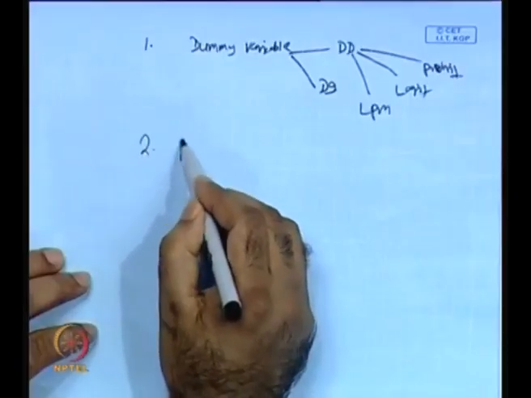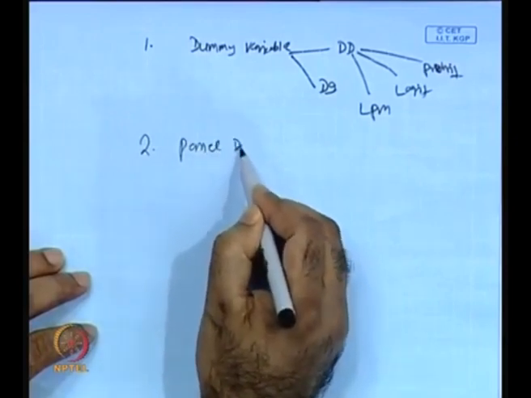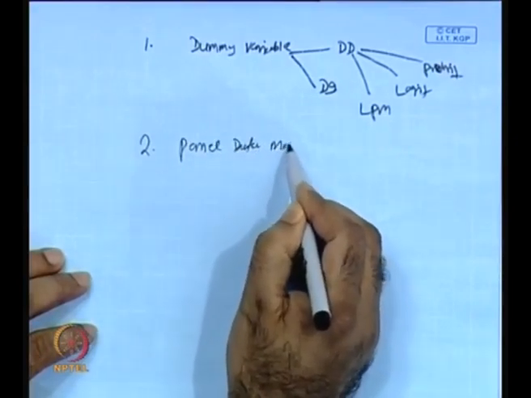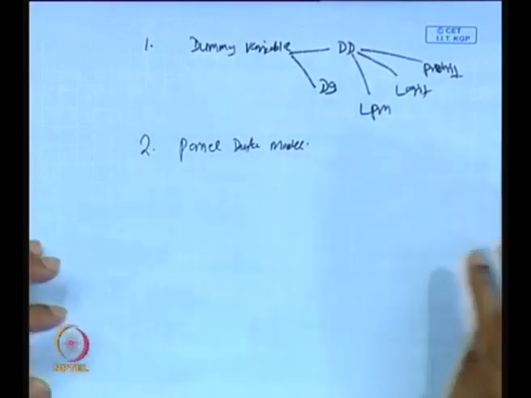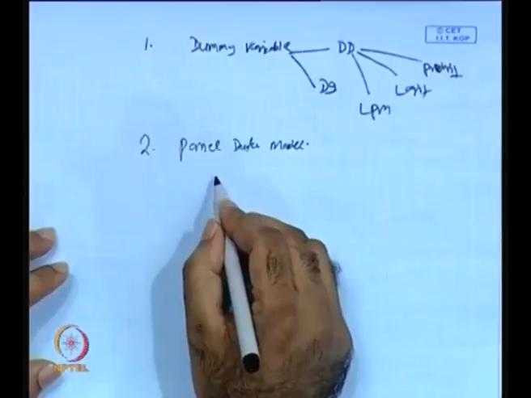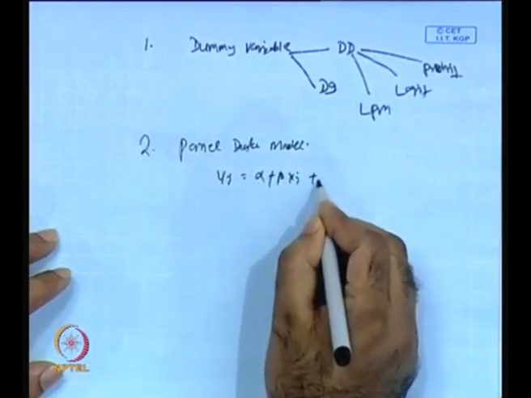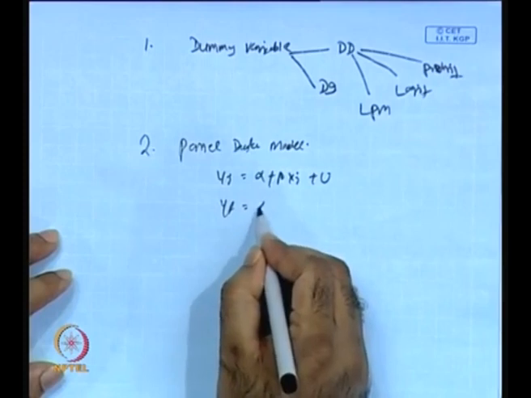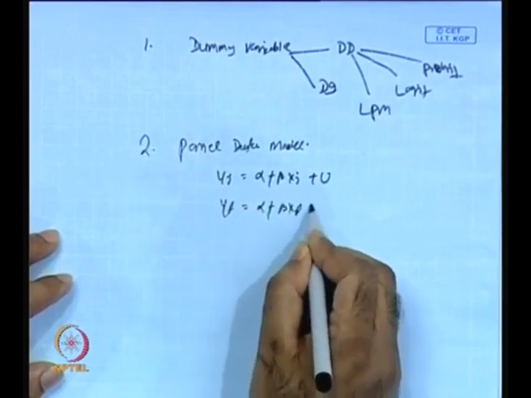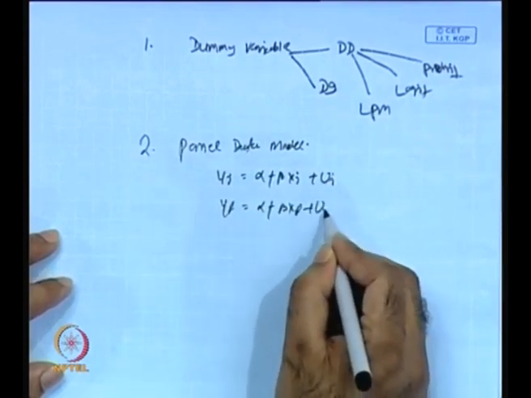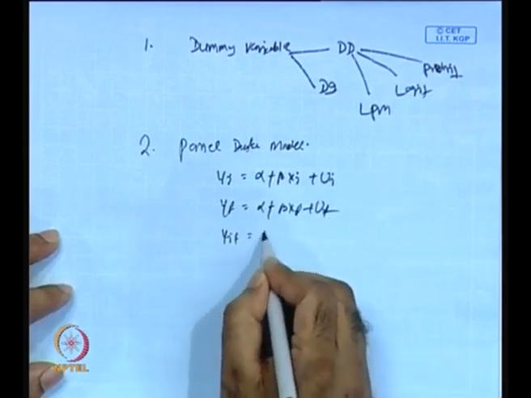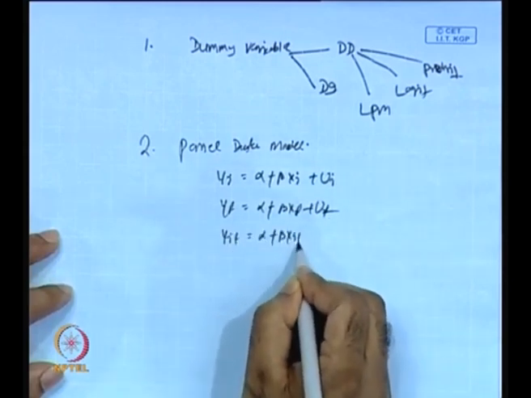After that we have discussed panel data models. Till now we have discussed the entire cross sectional modeling, then time series modeling, then panel data setting like this: yi equal to alpha plus beta xi plus u, then yt equal to alpha plus beta xt plus ut, then yit equal to alpha plus beta xit plus uit.